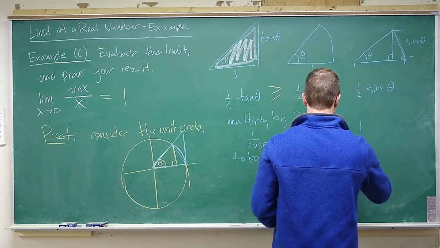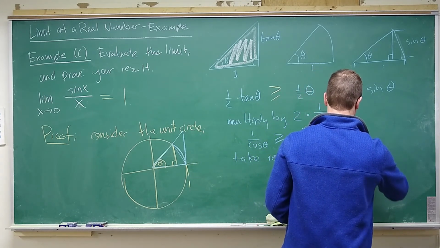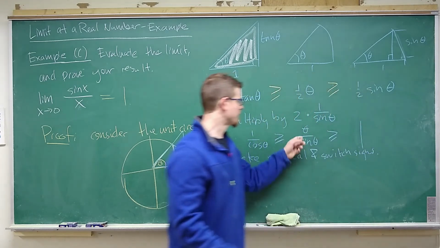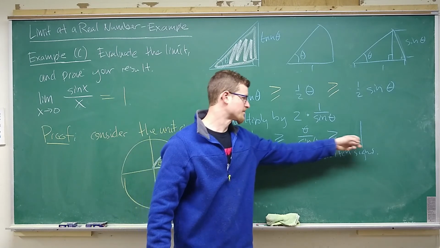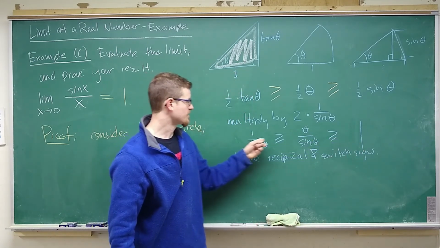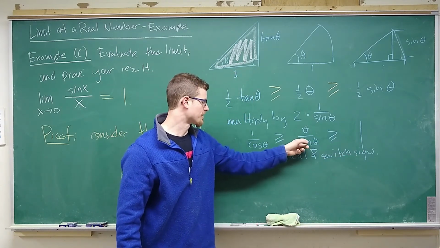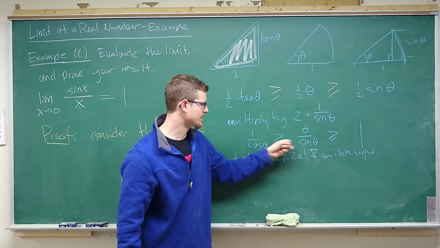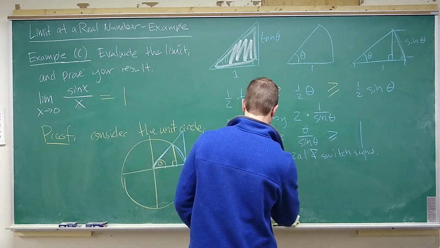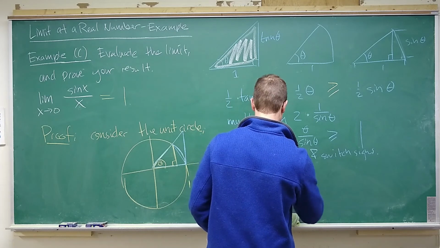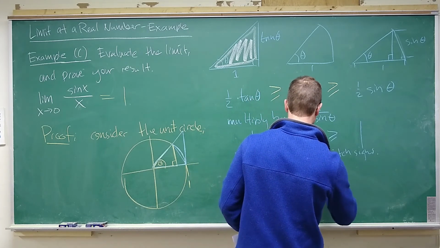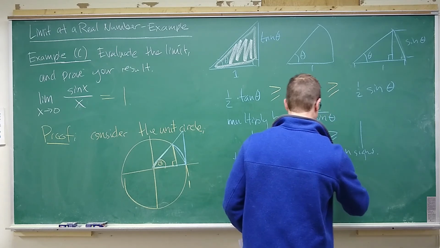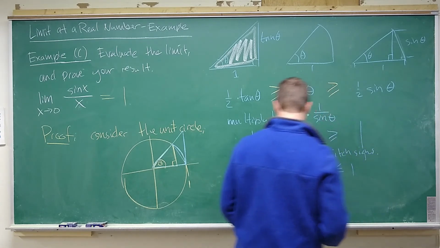And switch signs. If this number is larger than 1 and I take the reciprocal, I'm going to end up with something that's less than 1. Since this is also larger than 1, but it's larger than that, when I take the reciprocal, it's going to be even less than that. So I end up with cosine of theta is less than or equal to sine of theta divided by theta, which is less than or equal to 1.